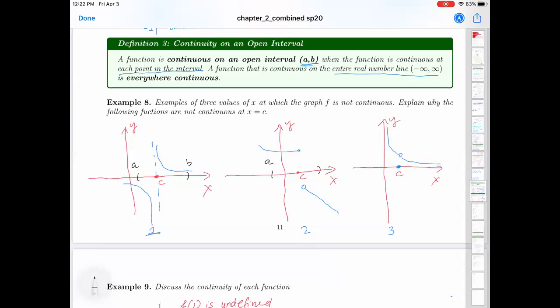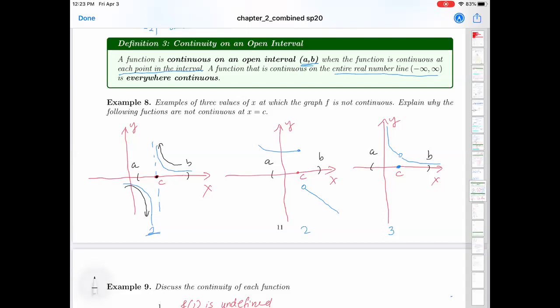So let's look at the first graph. This is the graph of a function that is not continuous when x equals c. If you look at the function as x goes to c, the function approaching from the left goes down to negative infinity, and the function approaching from the right goes up to positive infinity.